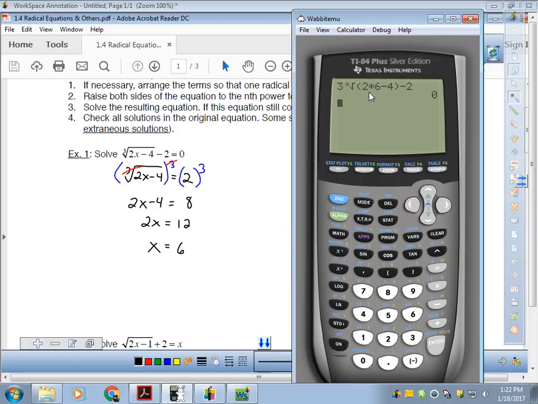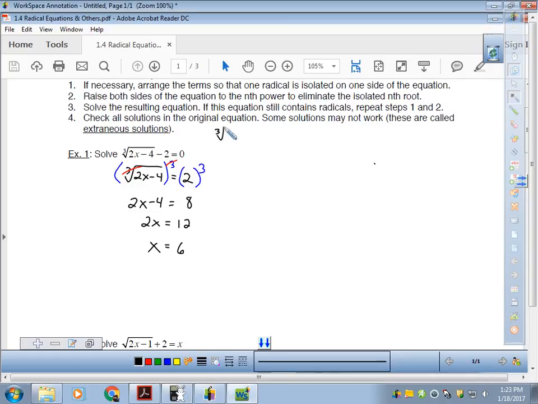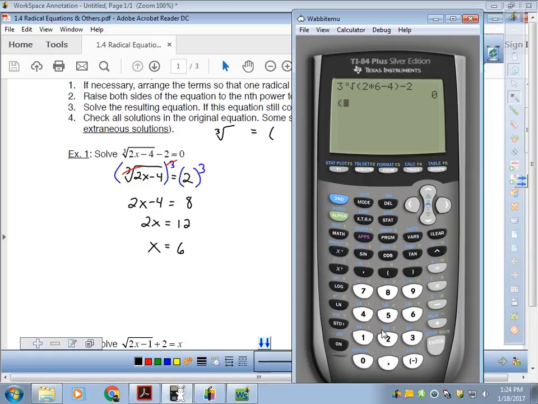Now, that's kind of the long way of doing it. Another way to do it is to understand that any time you have a cube root, it's the same thing as having a 1/3 power. Okay. These two things mean the same. This radical means the same thing as this power. So I could have just as easily done parentheses 2 times 6 minus 4, close parentheses, raised to the 1/3 power. And that would be the same thing as the cube root.